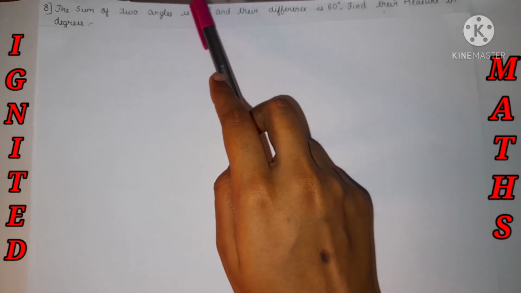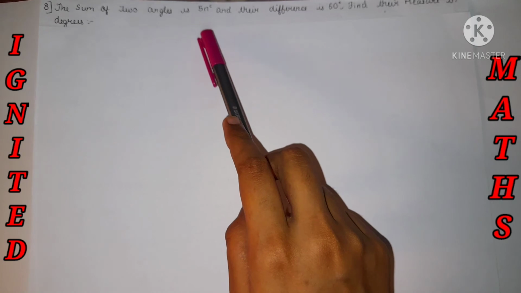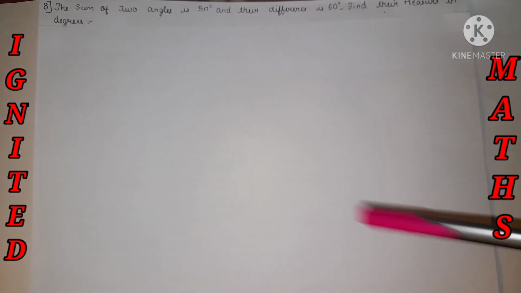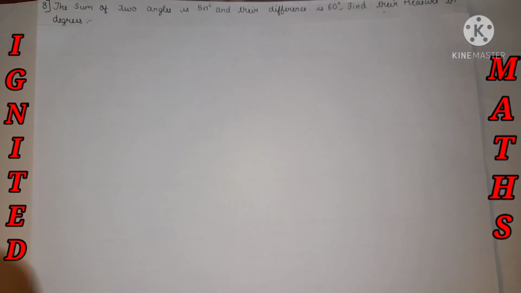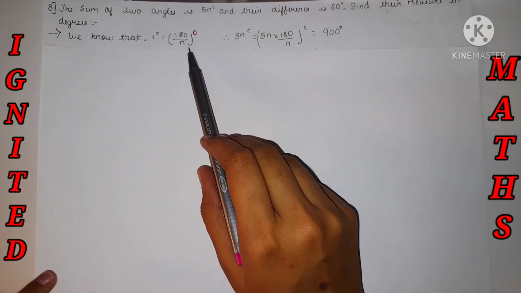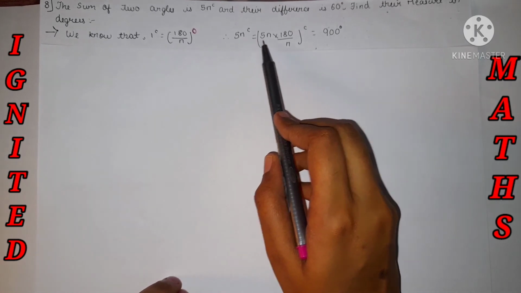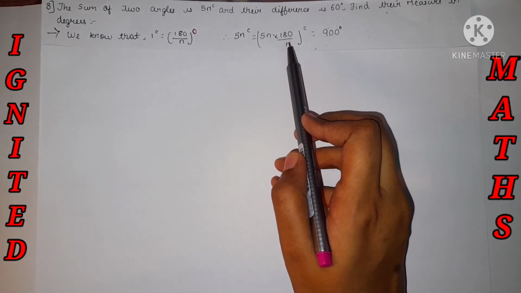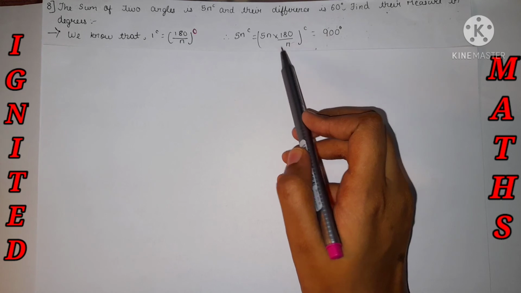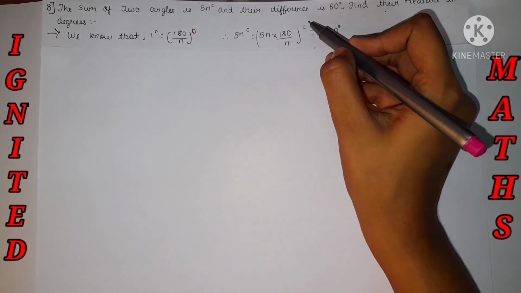So the first step is that we need to convert the radian into degrees. This 5 pi radian we need to convert into degrees. So let's start with the solution. 1 radian is equal to 180 by pi degrees. So what will be 5 pi radian? We just need to multiply by 180 by pi, the pi will cancel, and 5 into 180 is nothing but 900 degrees.